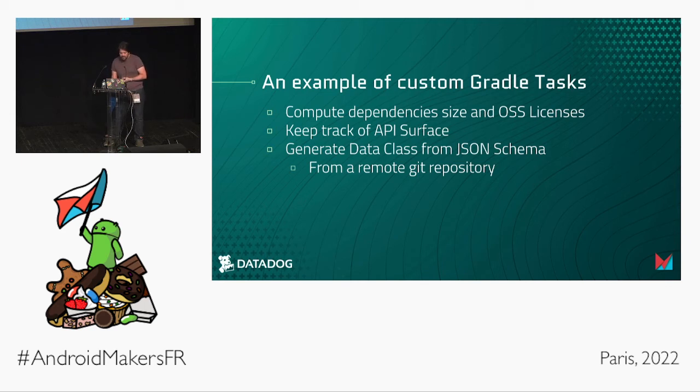Second one that we have is keeping track of the API surface. When you're writing a library, you want to make sure that when you publish a new version, you're not breaking changes. So if people upgrade from version 1.8 to version 1.9, you don't want them to have to go over all their code base to say, oh, by the way, this method added a new argument. So you have to review everything you have already.